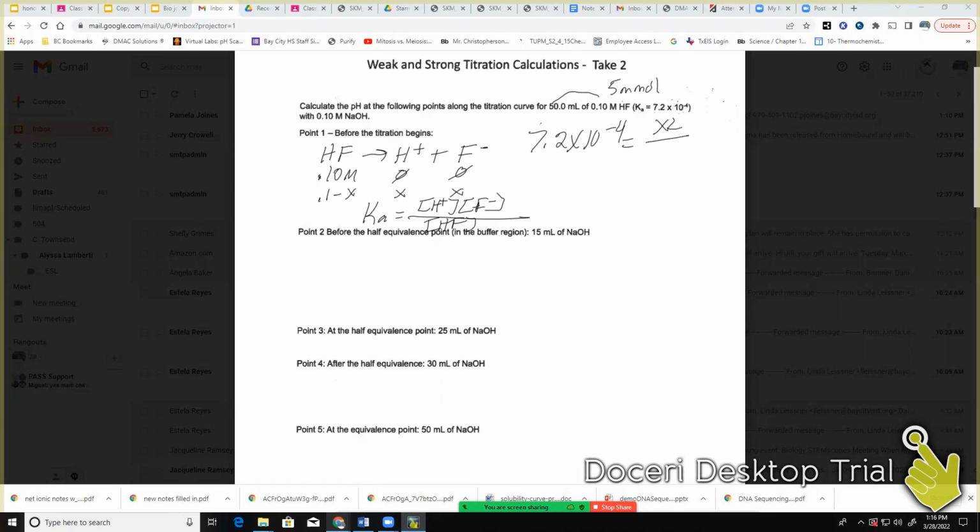over 0.1 minus X. And once again, we're not going to worry about X. So when I do all my work, I end up getting X is equal to 0.0085, which is my H plus concentration. I'm going to take the negative log of 0.0085, and I'm going to get a pH equal to 2.07, which makes sense because all we have in there is a weak acid.